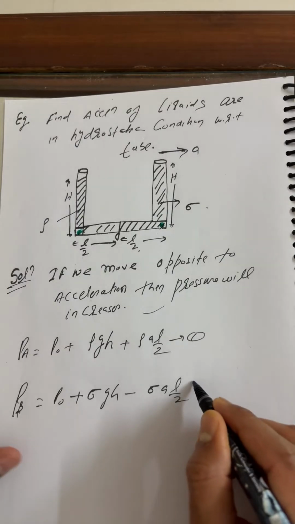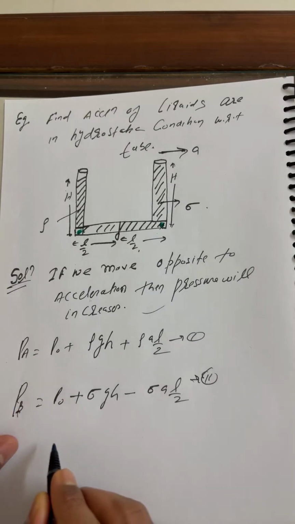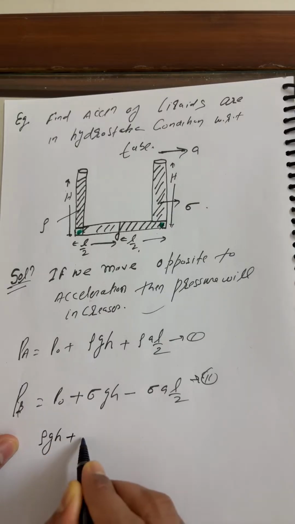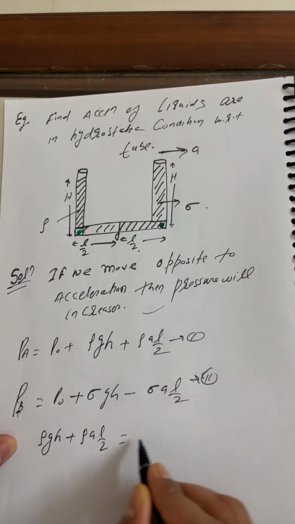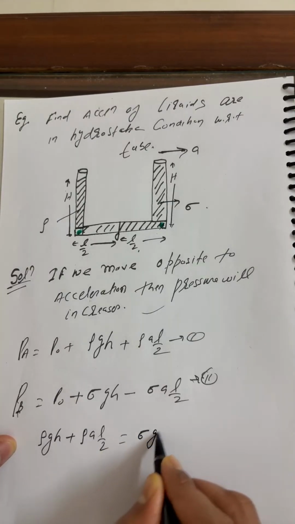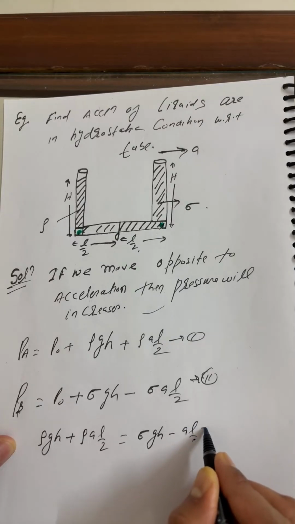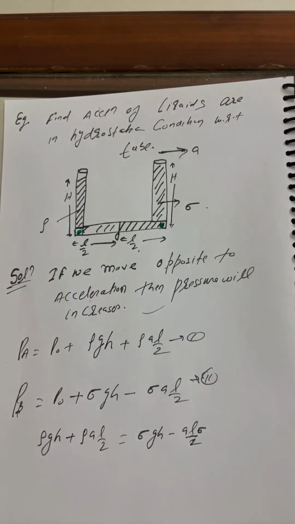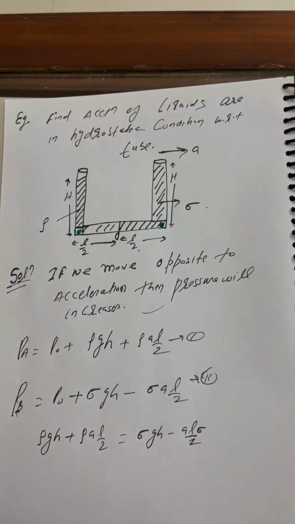Just equate these two. Then P naught is finished. You can write rho gh plus rho A L by 2 is equal to sigma gh minus sigma A L by 2. Simple. Here we wish to find the acceleration, so A will come to this side, just separate it.